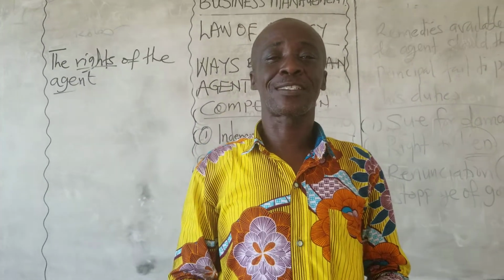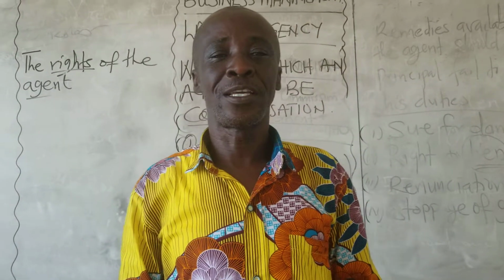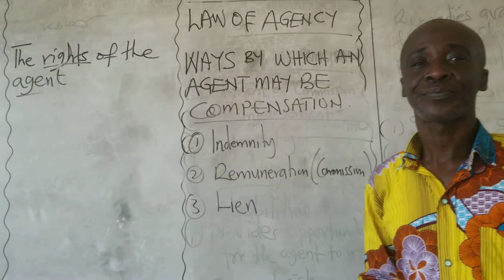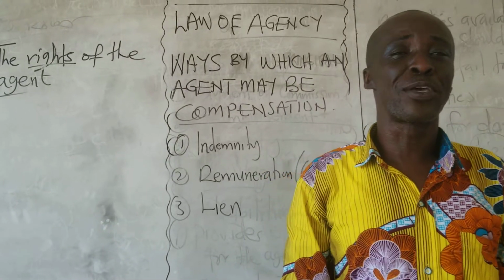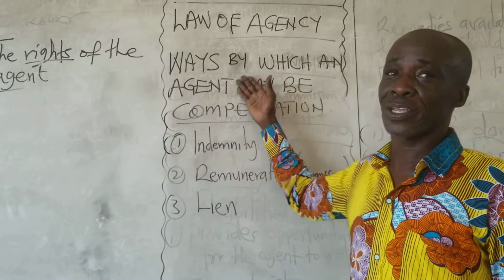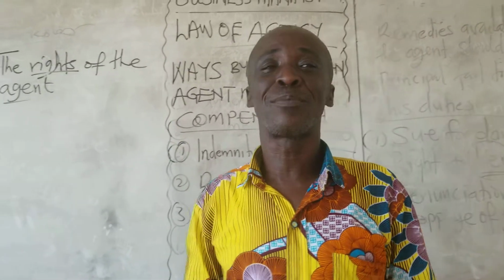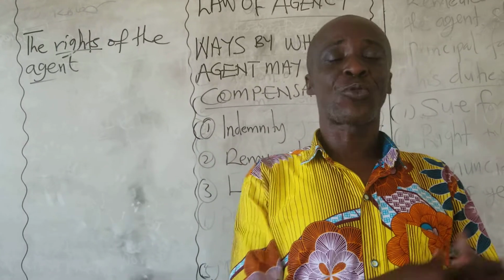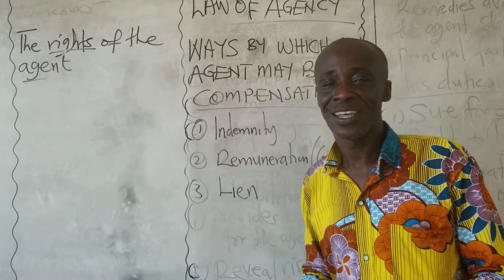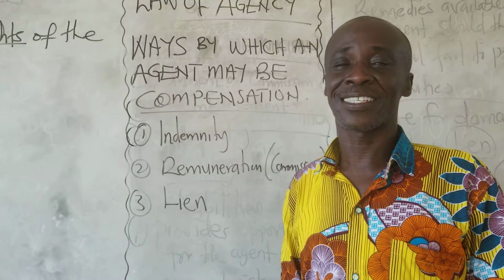Okay, our last subtopic for lesson 4 is on the ways by which an agent may be compensated. If you look at your syllabus, this subtopic is part of what you are supposed to know. Ways by which an agent may be compensated. If you look at what we have done so far, there is nothing here you have not done. So let's quickly go through and then we end the lesson.